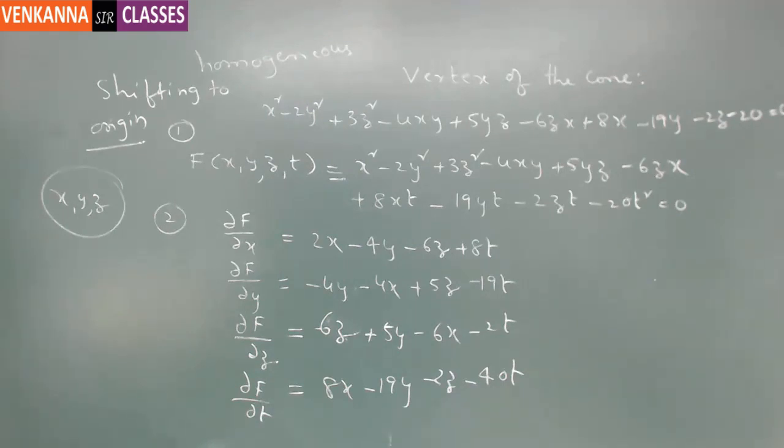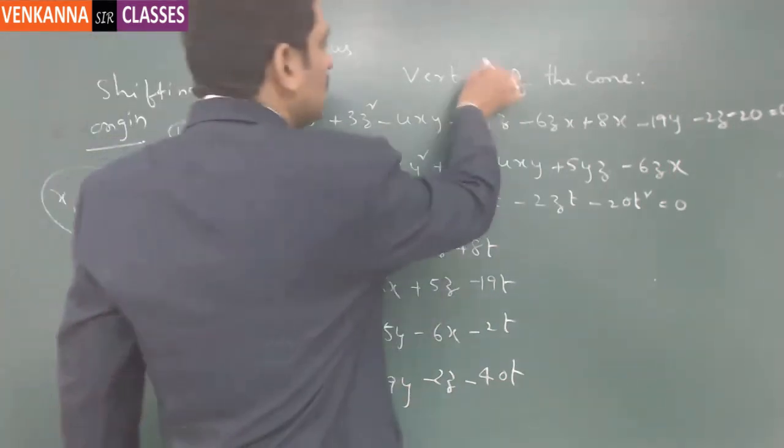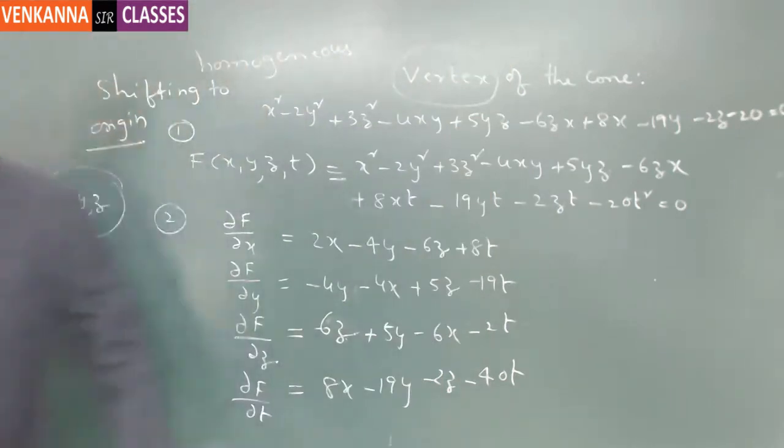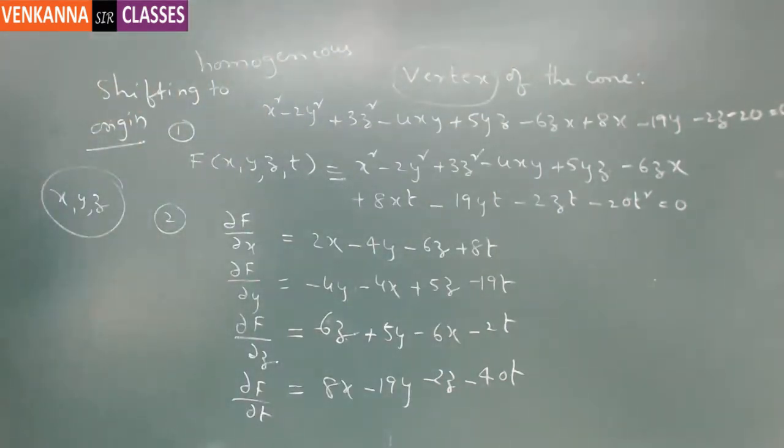In one way, the idea behind it is, while calculating the partial derivatives, we are getting the tangent planes to the cone. Now what happens? The 4 planes we have obtained here will intersect at exactly one point. That point is nothing but the vertex of the cone. So the idea is, we are finding the 4 tangent planes, and the intersection of these 4 planes is nothing but the required vertex.